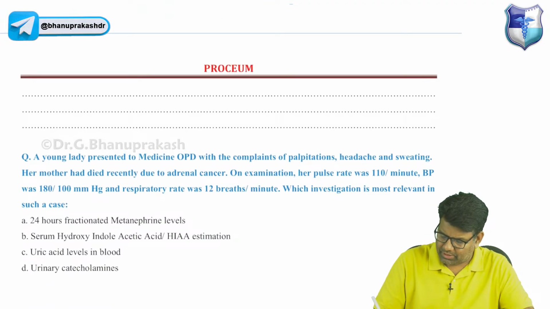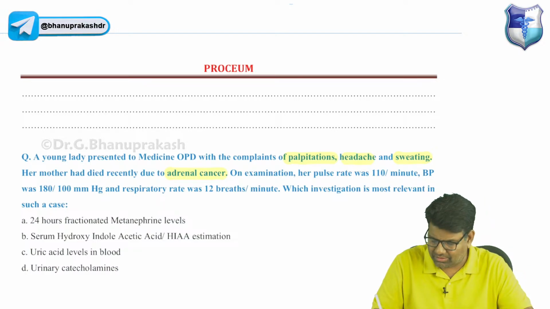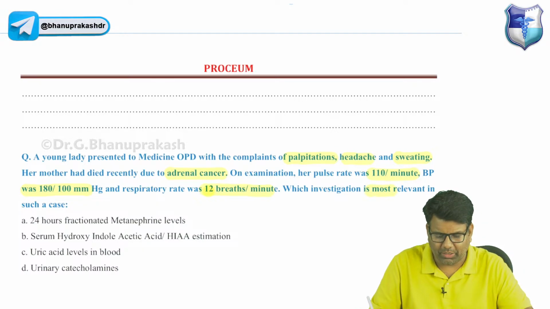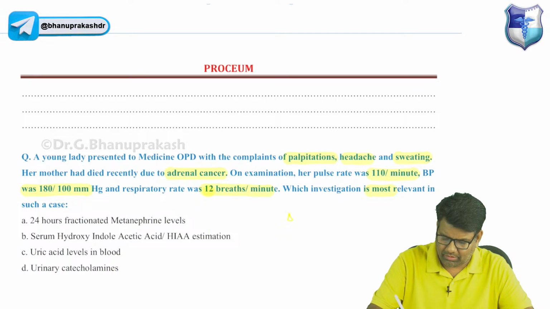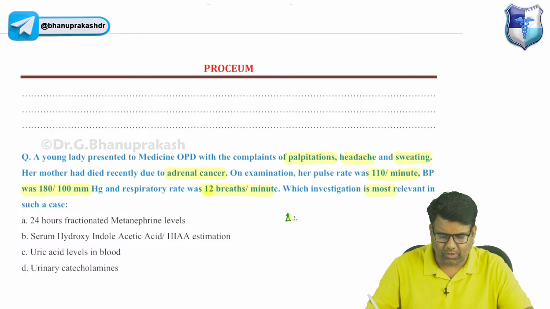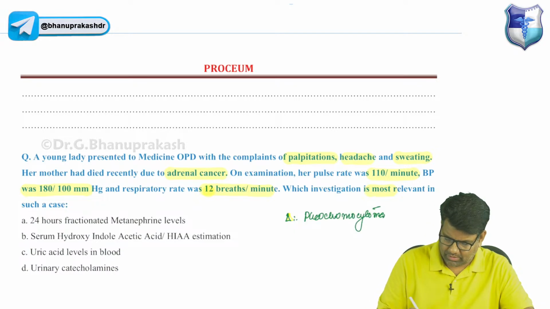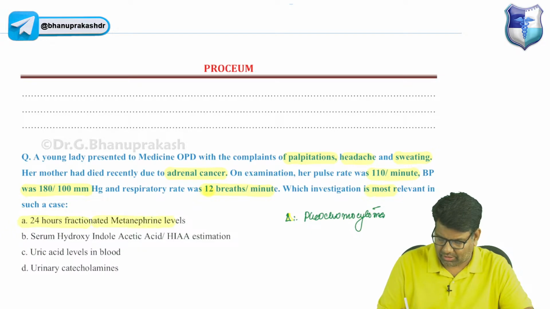Now, a lady presented with complaints of palpitations, headache, and sweating. Her mother had died because of adrenal cancer. There is tachycardia, there is hypertension, respiratory rate is okay. So, what investigation should be done? And before that, you should make a provisional diagnosis first. This can go for 24 hours fractionated metanephrine.